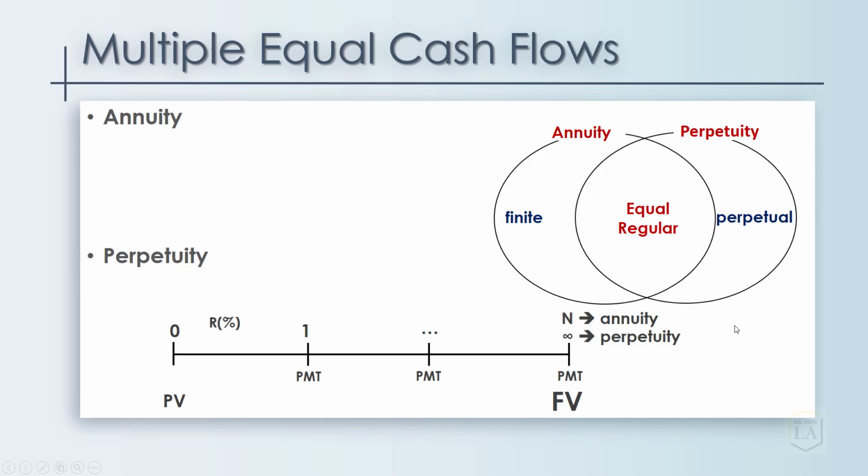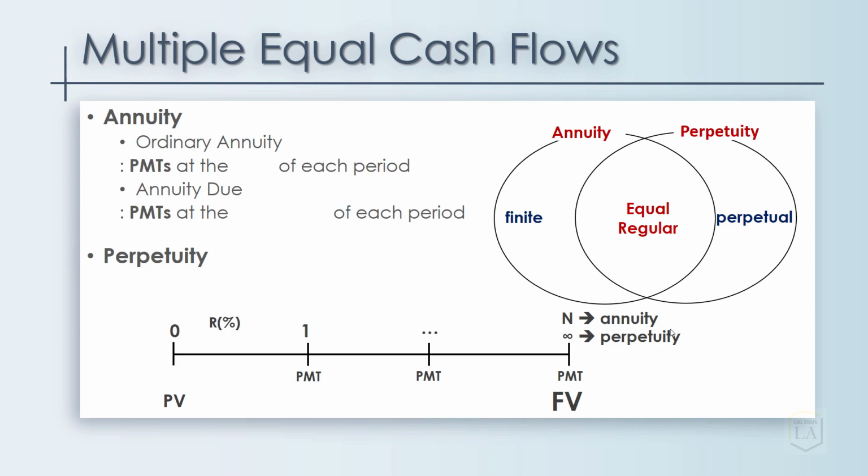If you try to present these cash flows in a time period, the time period is fixed for the annuity and the time period is infinite if it were a perpetuity. And there are two types of annuities. One is an ordinary annuity and the other one is annuity due. For ordinary annuities, the payments are made at the end of each period, whereas annuity dues involve payments at the beginning of each period. And lastly, perpetuity, once again, is defined as an infinite series of equal and regular payments.